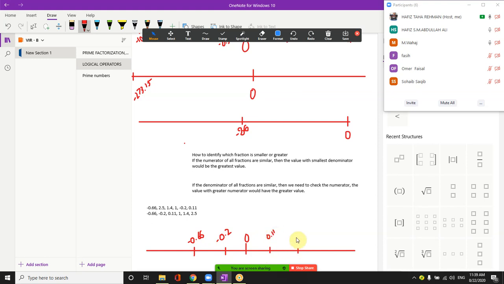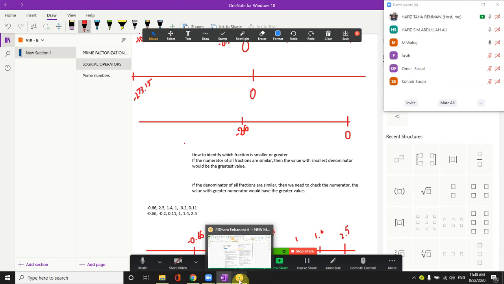Then 1. Then 1.4. And finally 2.5. Rehan, did you get the point exactly? Rehan, did you understand it? Sir, समझ आ गई. Very good.